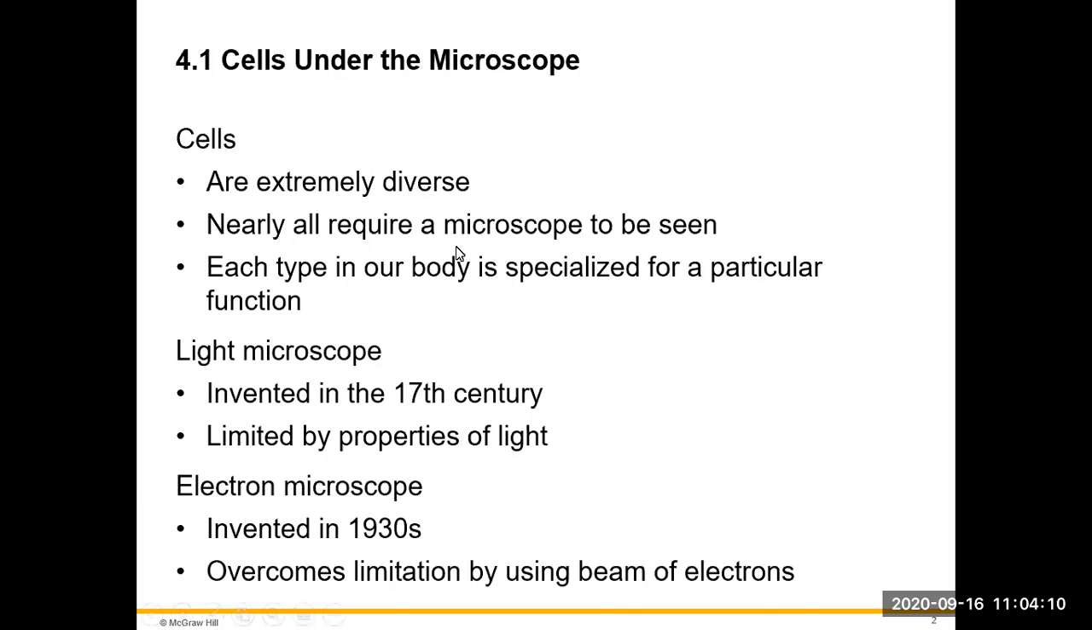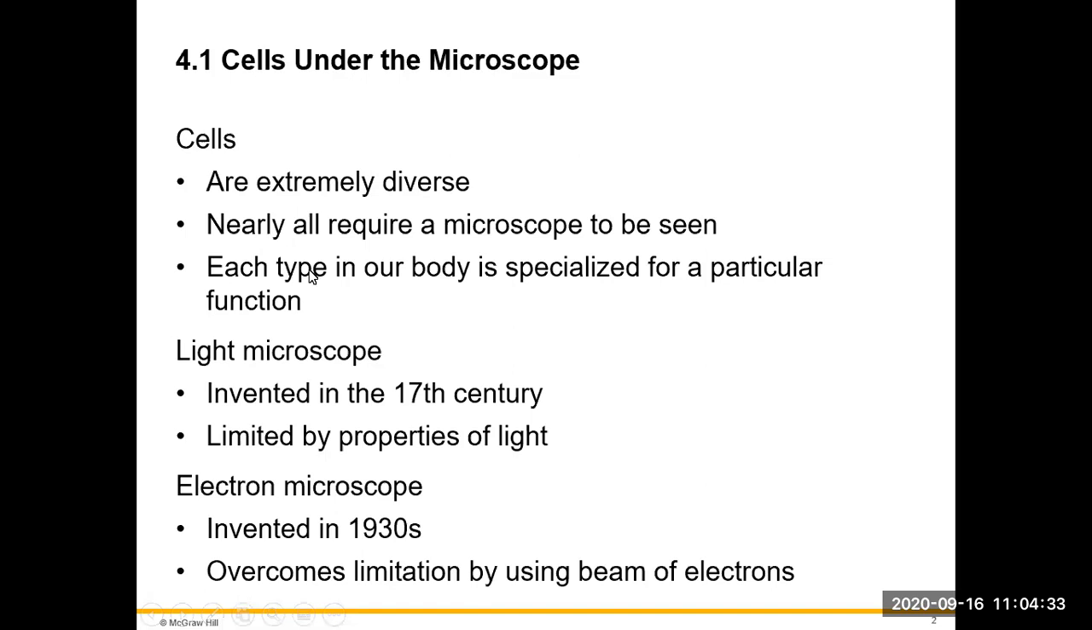Each type of cell in our body is specialized for a particular function. It's difficult to imagine two cells performing a similar function. There are cells that perform a similar function, but usually under normal circumstances, each cell organized as a tissue performs a certain kind of function.